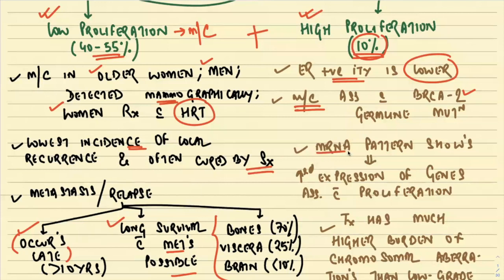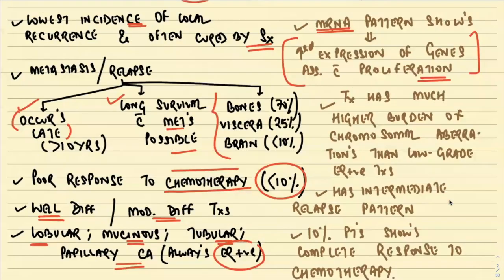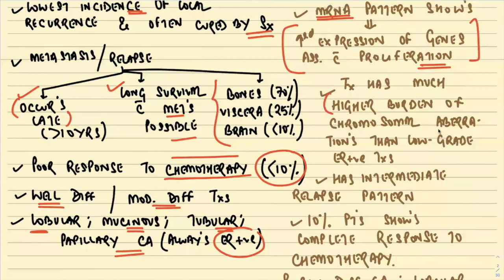Now, if you look at the mRNA pattern of study, it shows an increased expression of genes associated with proliferation. So although this set of tumors is ER positive in nature, they show excessive expression of genes associated with proliferation. The tumor also has a higher burden of chromosomal aberrations than the low-grade ER positive tumor, and it has an intermediate relapse pattern. So the relapse pattern is not as good as the low proliferation variety. Earlier we saw that less than 10% responded to chemotherapy, but here 10% of patients show complete response to chemotherapy.